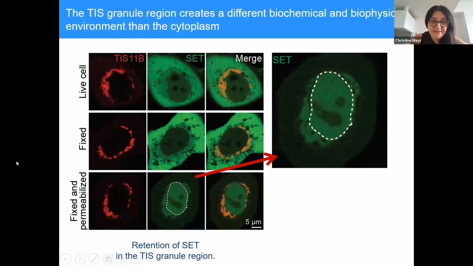I'm showing you a zoom in of the cell here. SET is a very small molecule that diffuses out. We make holes in the plasma membrane and it can diffuse out. But SET that is localized in the TIS granule region stays. As I said, we don't know what is different in the TIS granule environment, but it's definitely different from the cytoplasm because SET has a very different behavior.